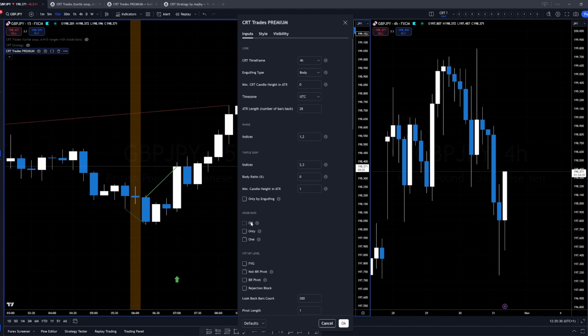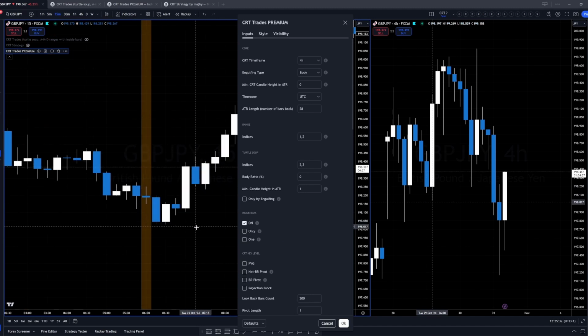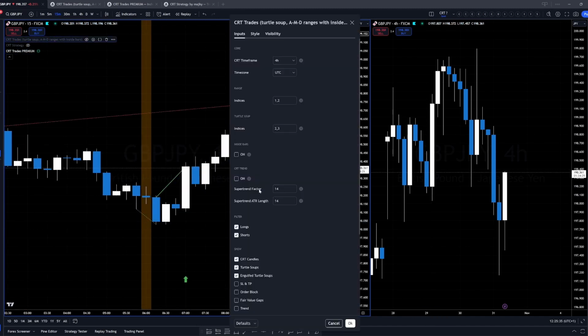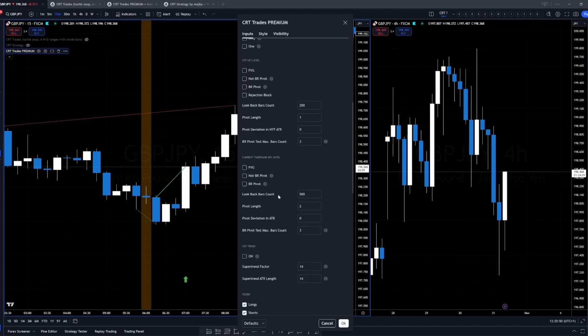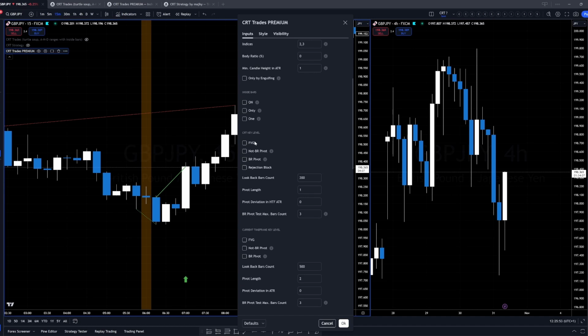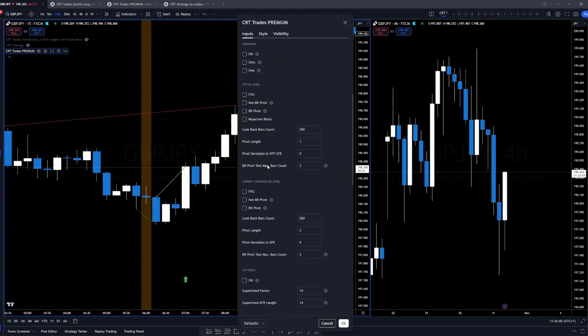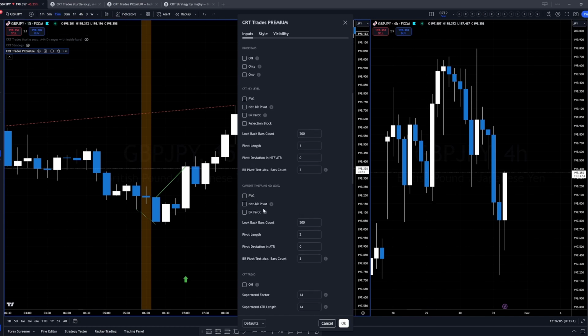So you can also turn on the inside bars if you want. Inside bars are also available in the free indicator, but here you can choose if you want to consider inside bars only, or if you want to have only one inside bar. And the main point of the premium indicators is that you can filter by CRT key levels. The CRT key levels are based on the higher time frame, on the CRT time frame, and these current time frame key levels are based on the current time frame. So this is the 15-minute time frame.